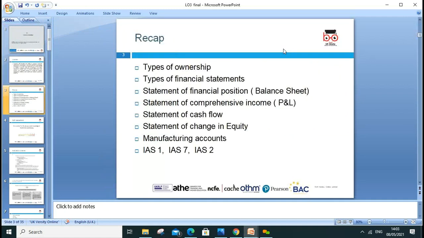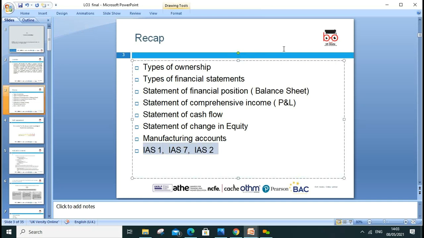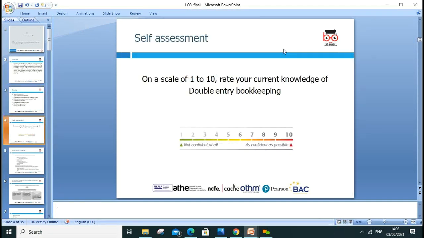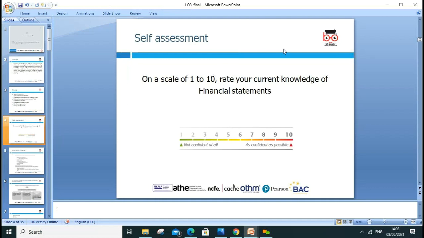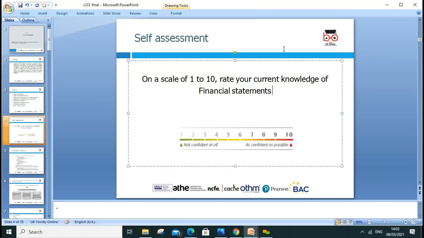Okay, so up to now we have discussed types of ownership. We discussed types of financial statements, the balance sheet, profit and loss, and equity, and how we can prepare a manufacturing account. We discussed IAS 1, 7, and 2. That was our discussion. What is your current knowledge about financial statements? Do we know how many types of statements? I think so, we know all. Yes, 4 types of financial statements we prepare.